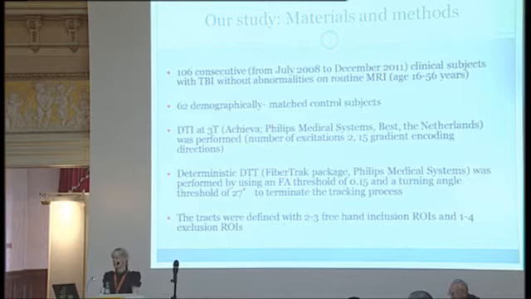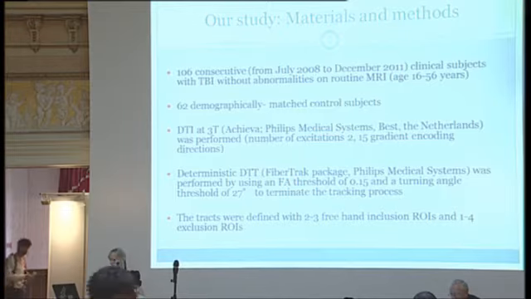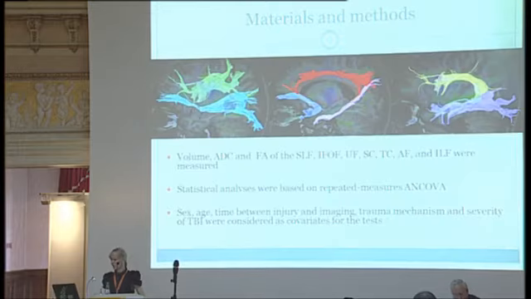Deterministic diffusion-tensor tractography was performed by using a fractional anisotropy threshold of 0.15 and a turning angle threshold of 27 degrees to terminate the tracking process. The tracts were defined with 2 to 3 freehand inclusion rows and from 1 to 4 exclusion rows depending on the tract. We studied several association tracts on both sides, and volume, ADC or mean diffusivity, and fractional anisotropy of the tracts were measured.